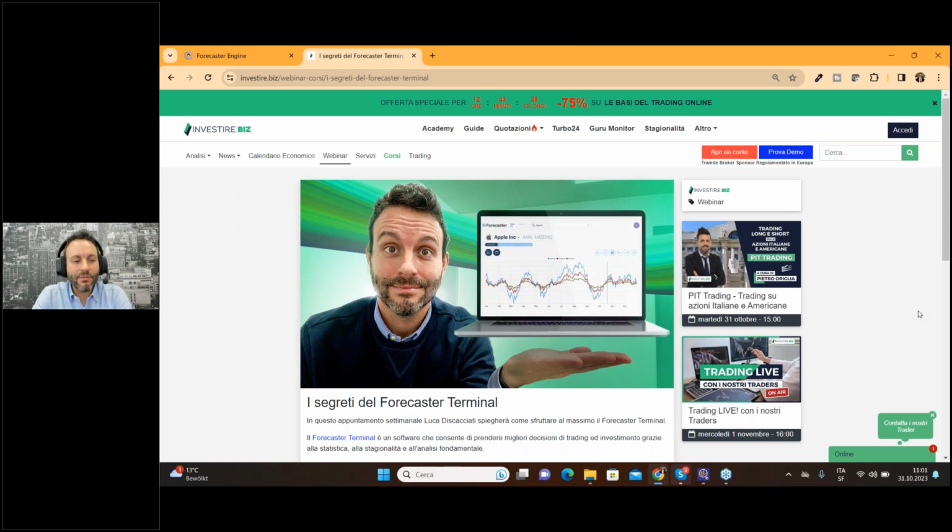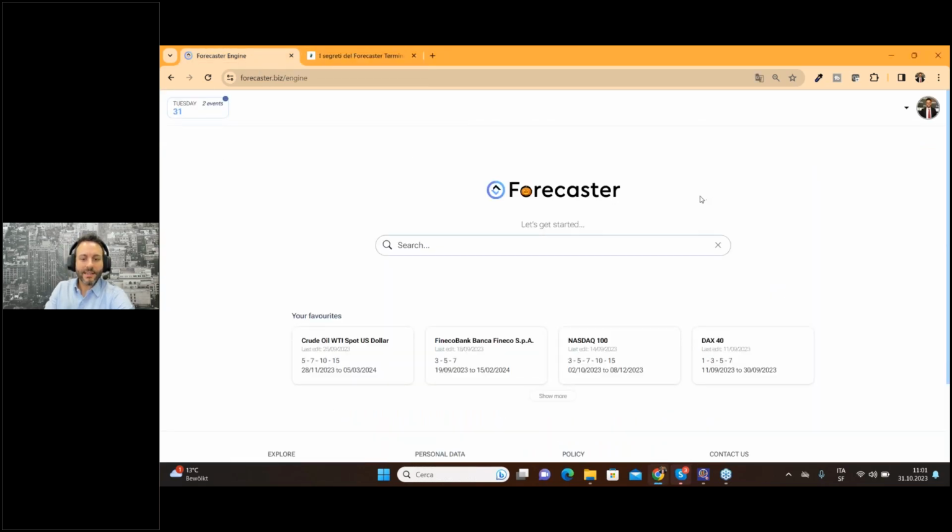Precisely, we're going to use the Forecaster to see exactly how to make the most of it. So I would say let's go right away. Hello Rosano, let's go right away on the Terminal Forecaster, and today I would start by giving you an example of a complete analysis on a stock that, due to the fact that the latest results have recently come out, is in the spotlight, and specifically we are talking about Amazon.